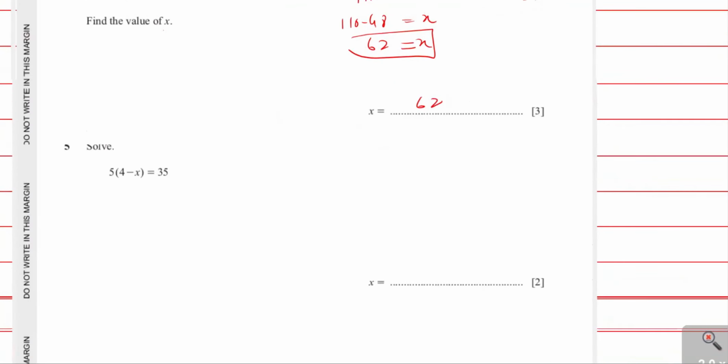Question number 5. Solve 5 times 4 minus x equals 35. To simplify this equation, we will divide by 5 on both sides. We get 4 minus x equals 7. And we will shift the x from left to right. We get 4 equals 7 plus x. And we will shift 7 from right to left. It becomes 4 minus 7. This is minus 3.